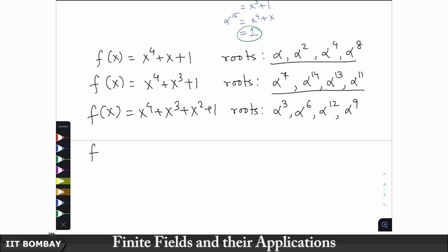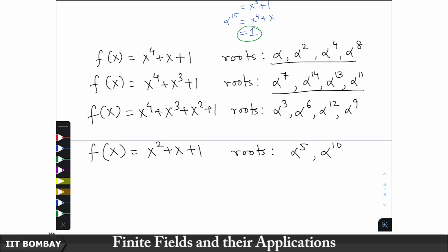Now, we take a degree 2 polynomial, which is x^2 + x + 1. Its roots are alpha^5 and alpha^10. It is degree 2, so it has exactly 2 roots.